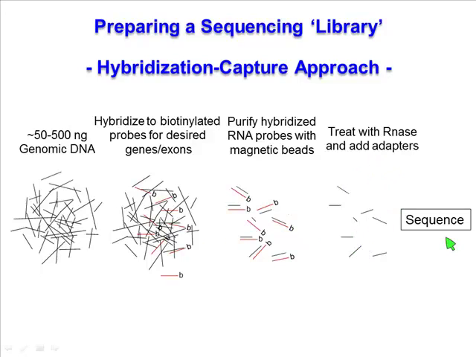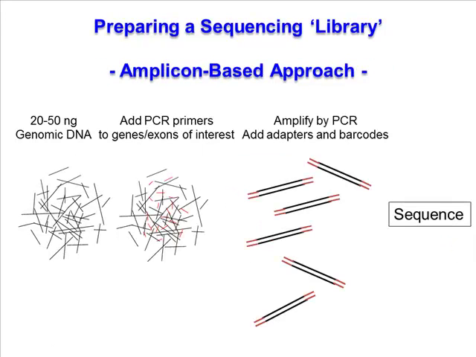And again, it doesn't matter which of the platforms I've mentioned, this approach can be used for any of these platforms. The alternative is one that has more recently been introduced, and it's called the Amplicon-based approach. Here we're starting out with even less genomic DNA, and instead of using probes to hybridize, we're simply adding primers that flank each of the target regions that we want to sequence. We go through a short number of PCR cycles, maybe about 15 to 19 cycles, and then that becomes the substrate on which we're going to do the actual sequencing.